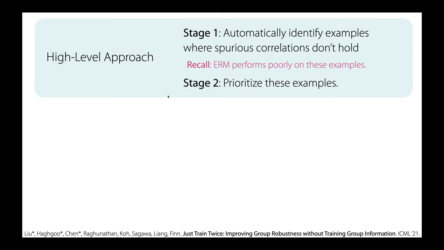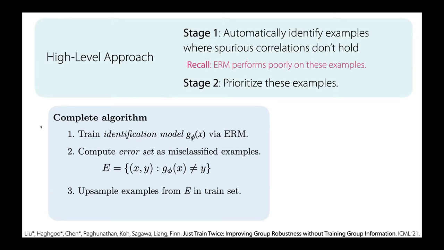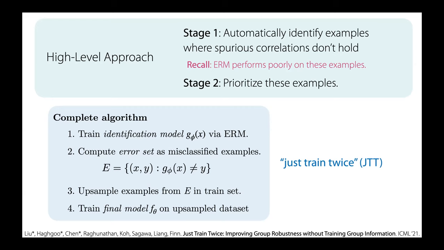This leads to an algorithm that's quite simple. First, we'll train a model with ERM, standard training. Second, we will compute an error set, which corresponds to the examples that the model misclassifies. Then we're going to upweight the examples from this error set in our training data set, and ultimately train a final model on this data set that has these examples upweighted or upsampled. And that's it. We refer to this approach as just train twice, in the sense that we're training models twice, first with ERM, and then with the misclassified examples upweighted.